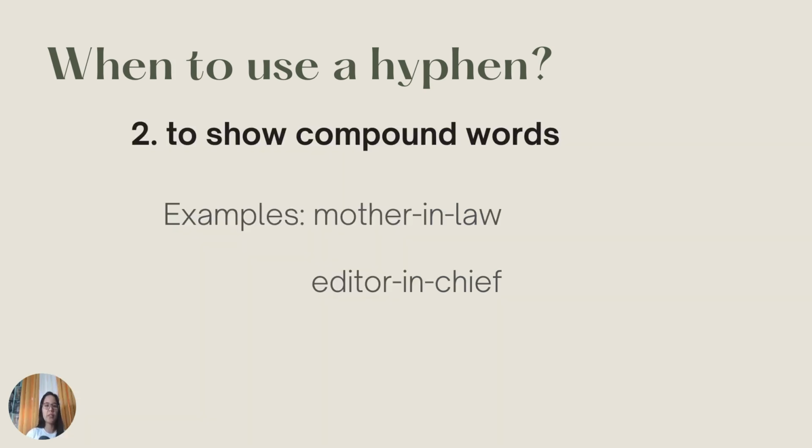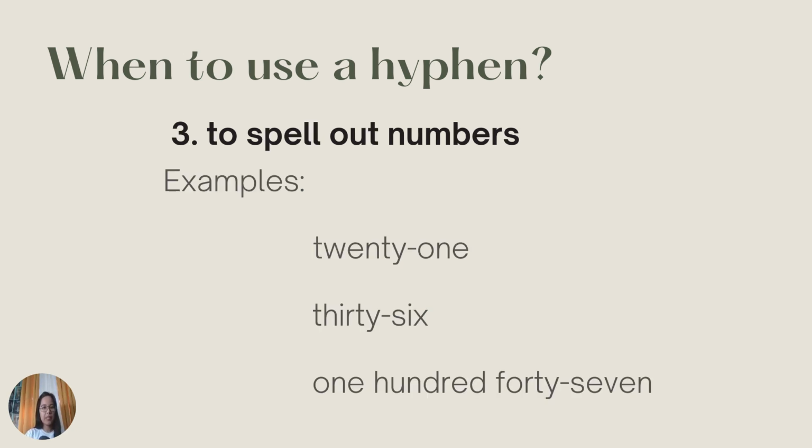Second use of hyphen is to show compound words, as in mother-in-law, editor-in-chief, and other compound words. Third is to spell out numbers from 21 to 99, as in twenty-one, thirty-six, and so on and so forth. There should be a hyphen, and with hyphens there should be no space when we use a hyphen.